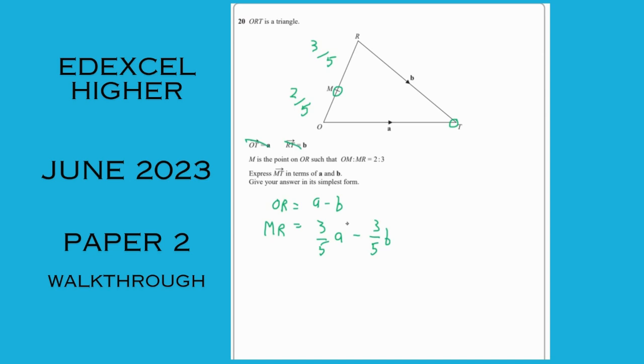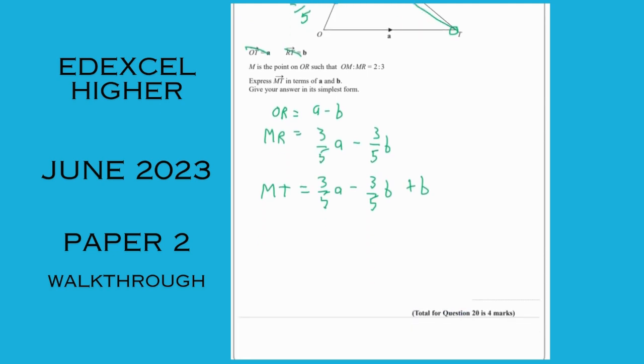And so because I've done M to R, I'm now going to do M to T. M to T will be what I've just written. That's that part of the journey, but we need to add a B on the end. And as usual, tidy it up, simplify. Minus 3/5 plus 1 plus 2/5 B. And there we go.